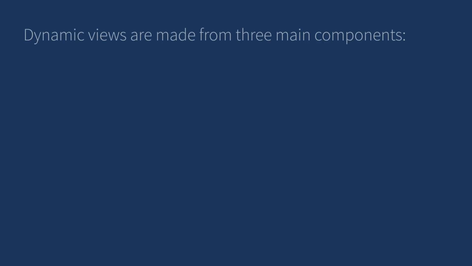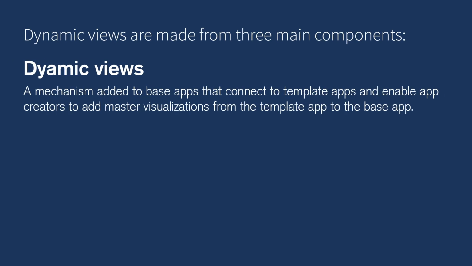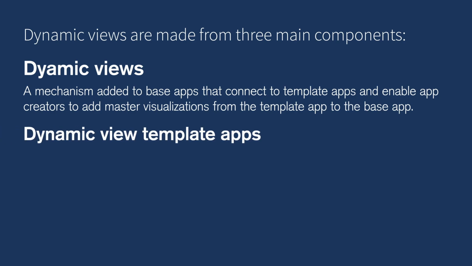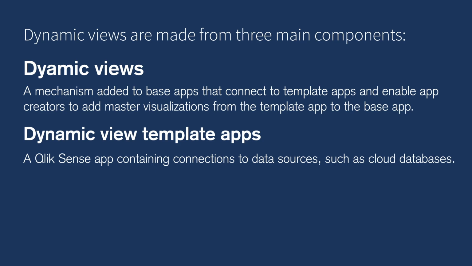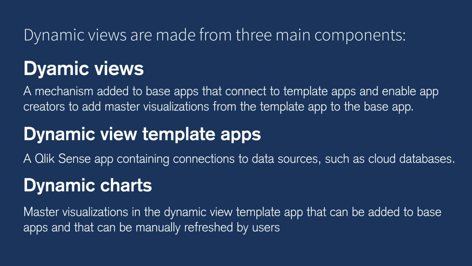Dynamic views are made from three main components. Dynamic views, a mechanism added to base apps that connect to template apps and enable app creators to add master visualizations from the template app to the base app. Dynamic view template apps, a Qlik Sense app containing connections to data sources such as cloud databases. Dynamic charts, master visualizations in the Dynamic View template app that can be added to base apps and that can be manually refreshed by users.